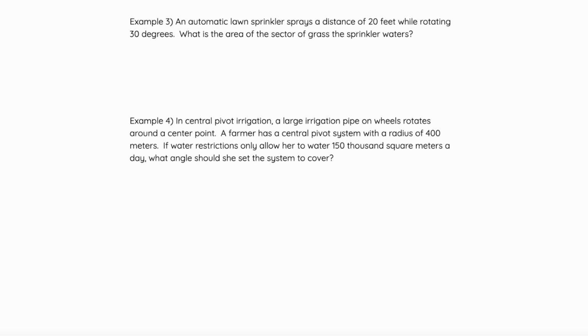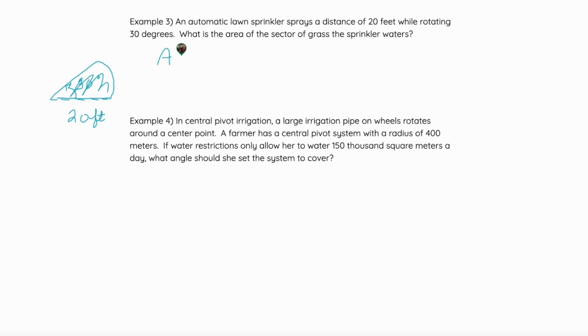An automatic lawn sprinkler sprays a distance of 20 feet while rotating 30 degrees. What is the area of the sector of grass that the sprinkler waters? So let's think about this. We have our initial side. We're only going 30 degrees. Our sprinkler is spraying 20 feet. It's going around. We want to know, what is this area covering? How much grass is actually being watered?